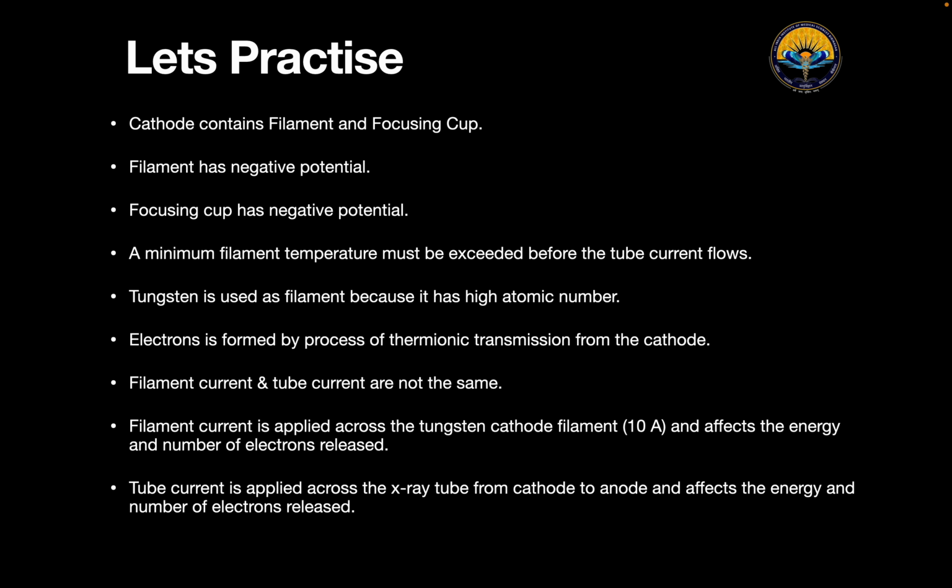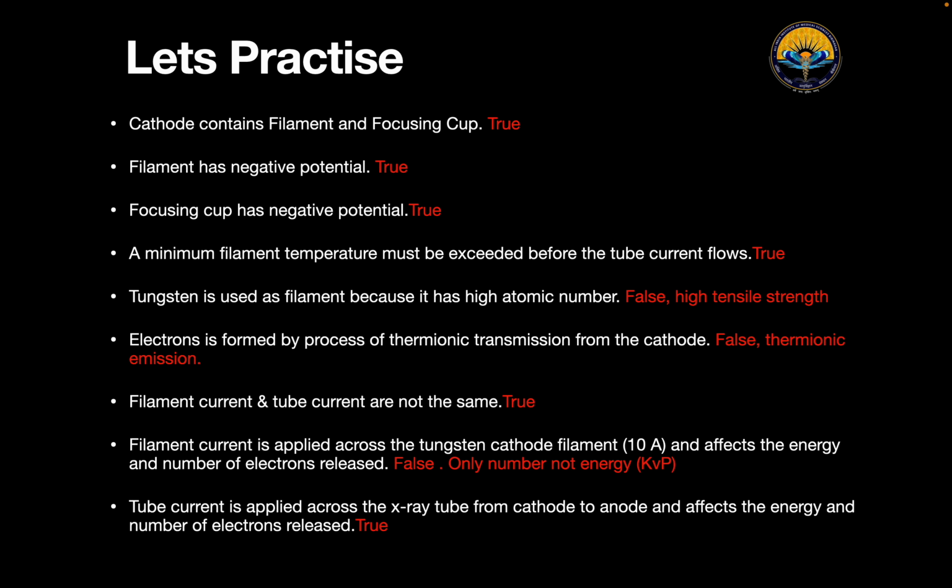Filament current and tube current are not same. Filament current is applied across the tungsten filament and affects both the energy and number of electrons. Tungsten tube current is applied across the X-ray tube from cathode to anodes and affects both energy and number of electrons. So I will show the answers now.